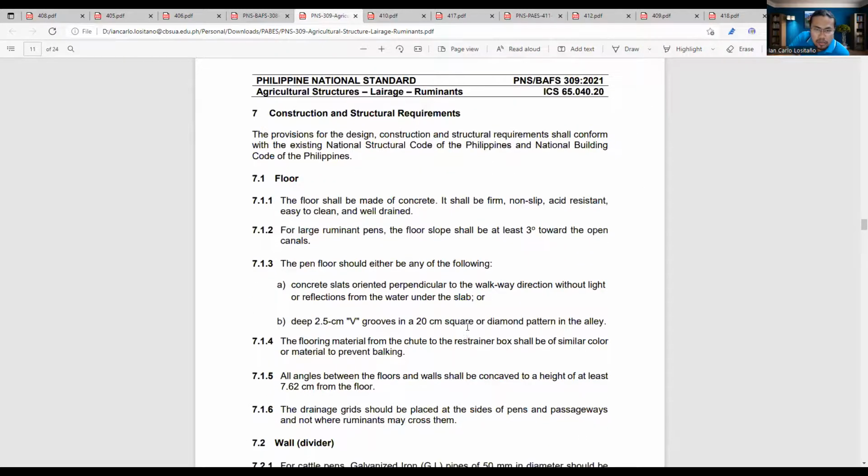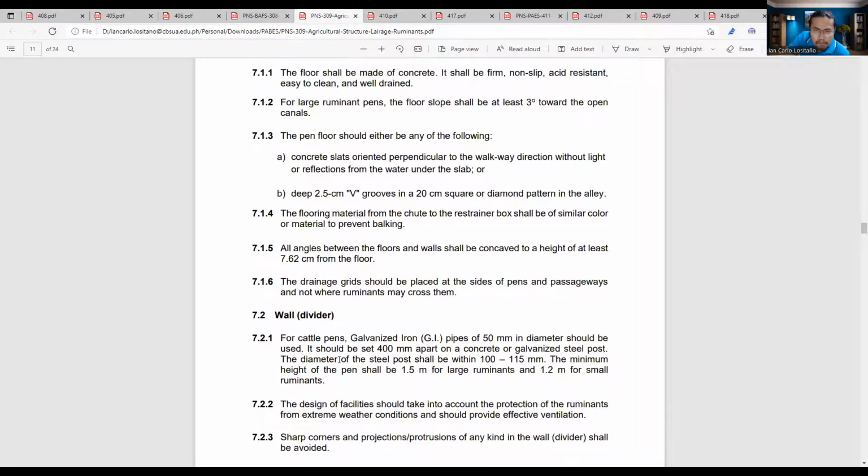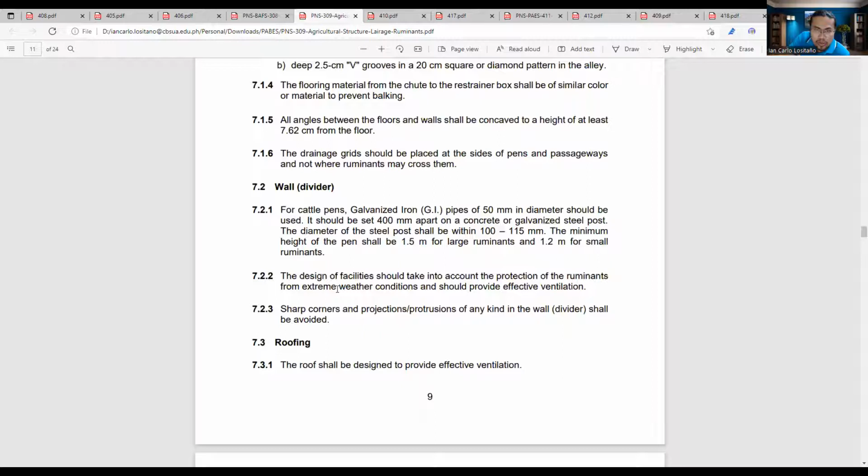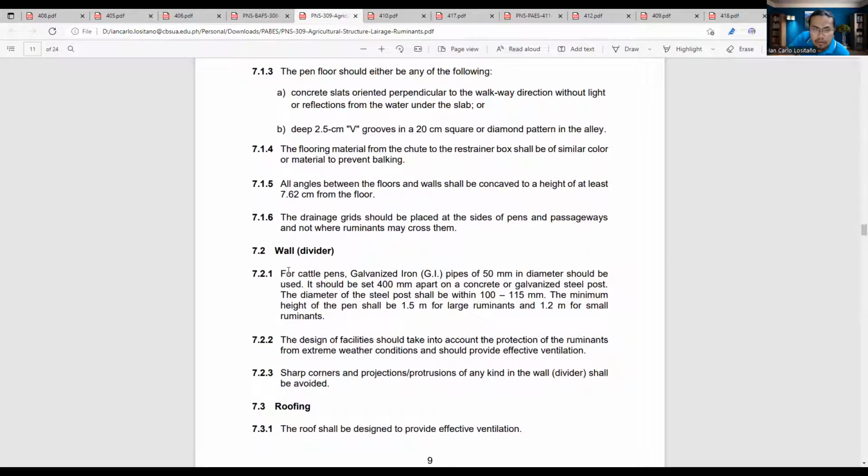For the floor, please do take note of the following differences. The floor should be any of the following: concrete slats oriented perpendicular to the walkway direction without light reflections from the water under the slab, or deep 2.5 centimeter V grooves in a 20 centimeter square or diamond pattern in the alley. Also, all angles between the floors and walls shall be concave to a height of at least 7.62 centimeters from the floor. For the different portions, this should be followed.